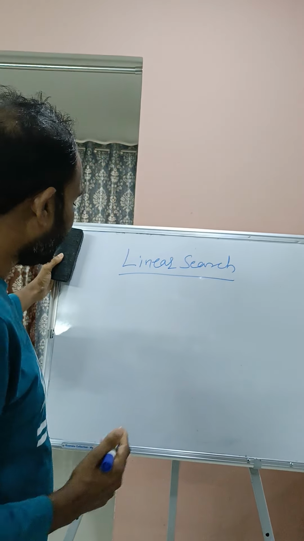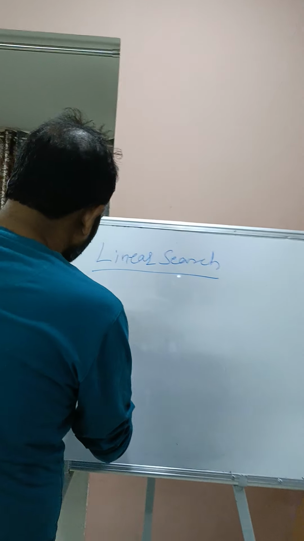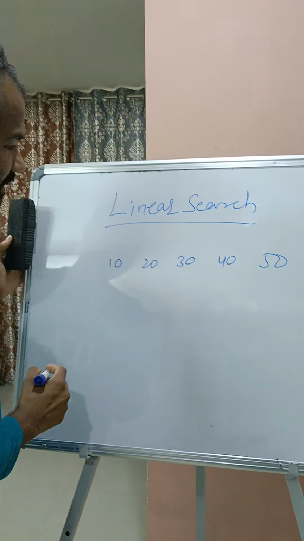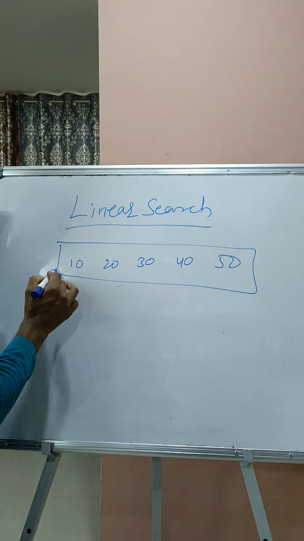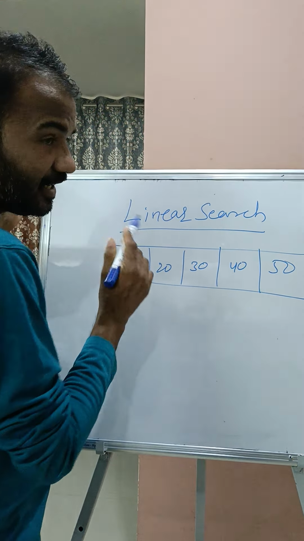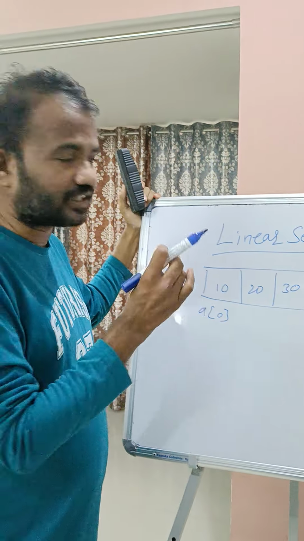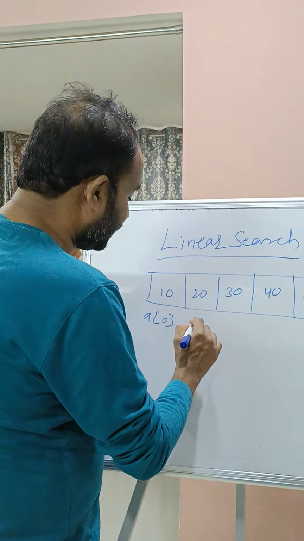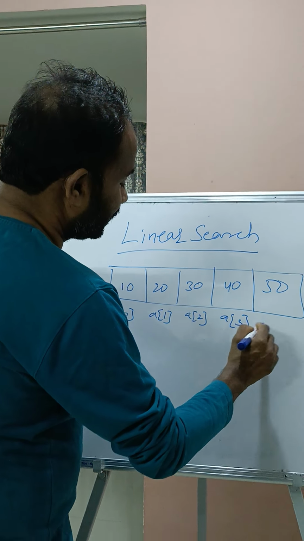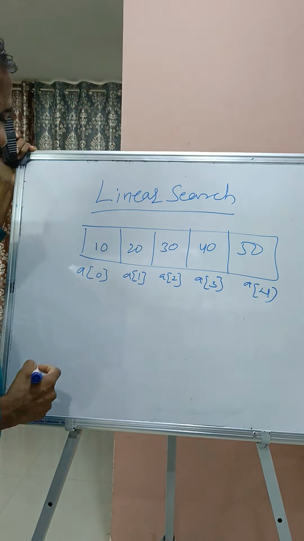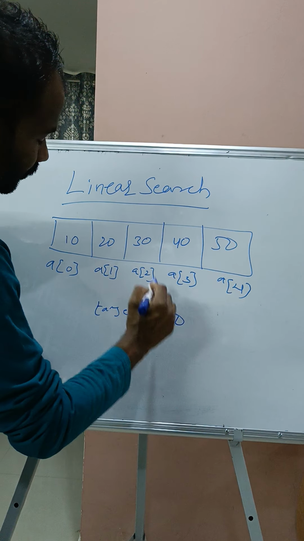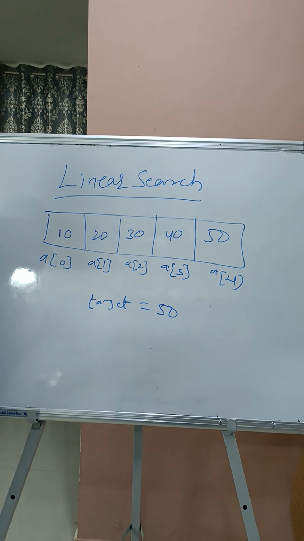Right, suppose an array contains 5 elements. So these are the 5 elements of the array. Suppose the array name is A, so this is A of 0, because array index starts with 0. That's why the first element is A of 0, the second element is A of 1, the third is A of 2, the fourth is A of 3, and the fifth is A of 4. Now our target element is 50. So how is the linear search going to be done?